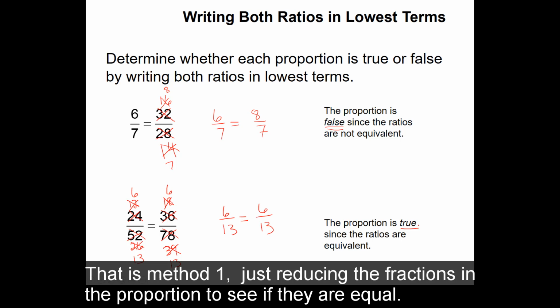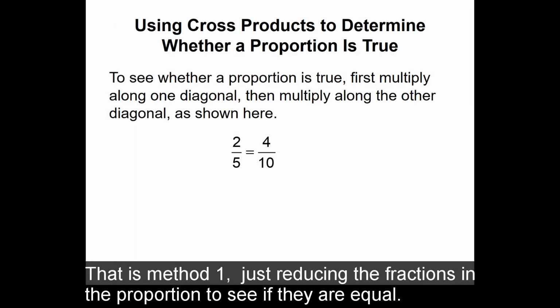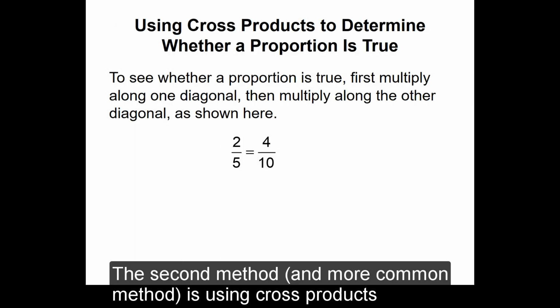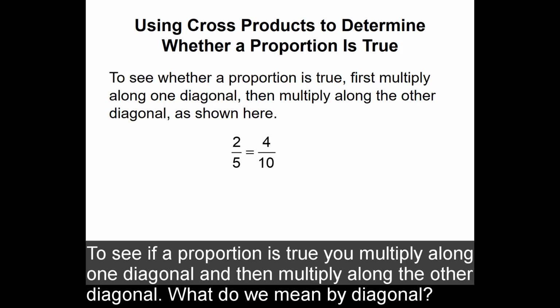Okay, that's method 1, just reducing the fractions in the proportion to see if they are equal. A second method, and probably the more common method, is going to be using cross products. To see whether a proportion is true, you multiply along one diagonal and then multiply along the other diagonal.